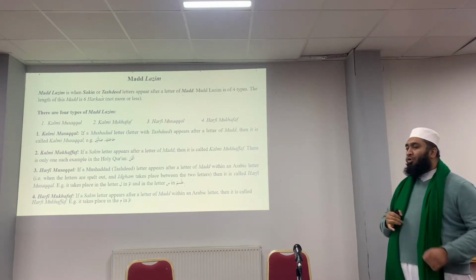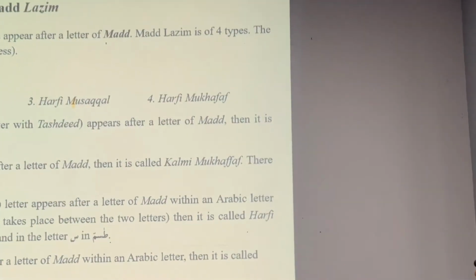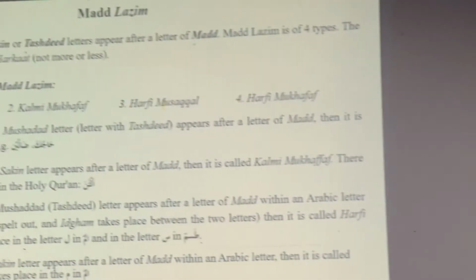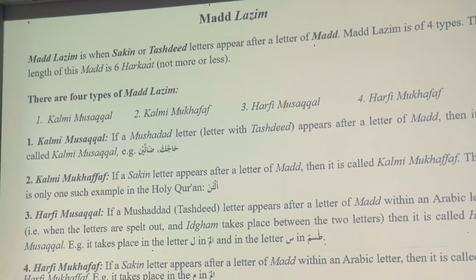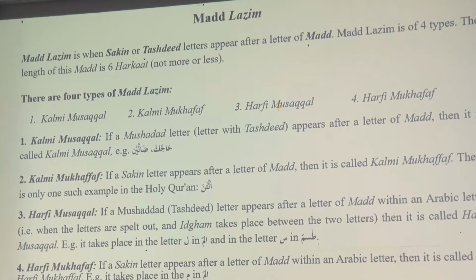Madde lazim has 4 types: kalmi muthaqqal, kalmi mukhaffaf, harfi muthaqqal, harfi mukhaffaf. These are the 4 types of madde lazim. We'll explain all of them. So kalmi muthaqqal is when a mushaddad letter, meaning a letter with a tashdid, appears after a letter of mad. Then it is called kalmi muthaqqal.